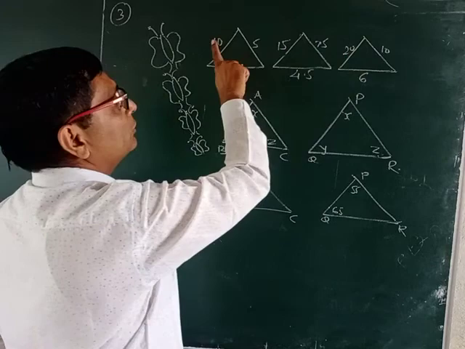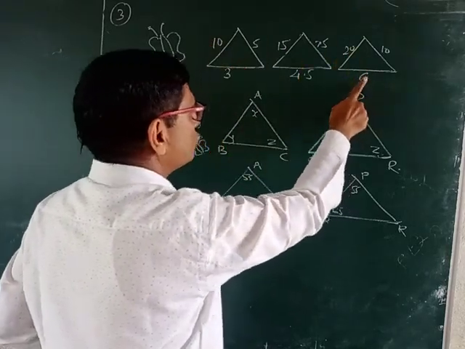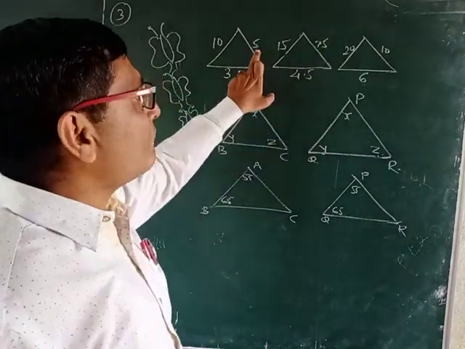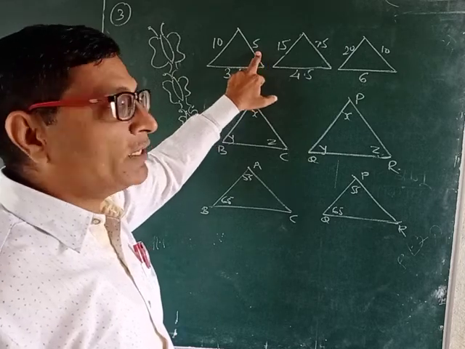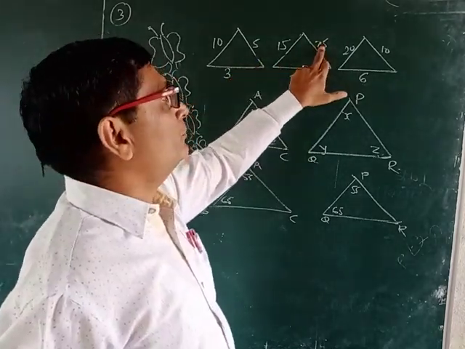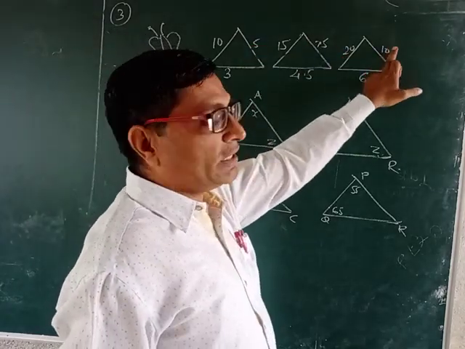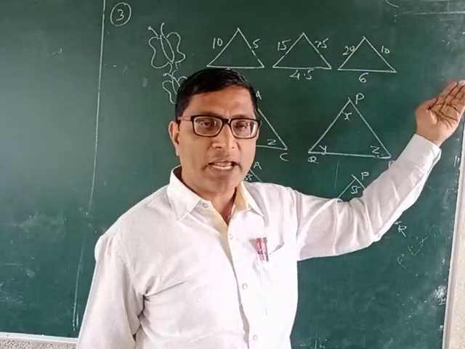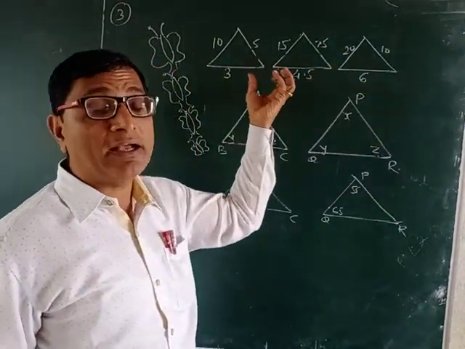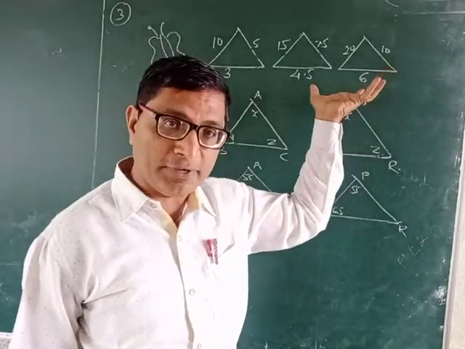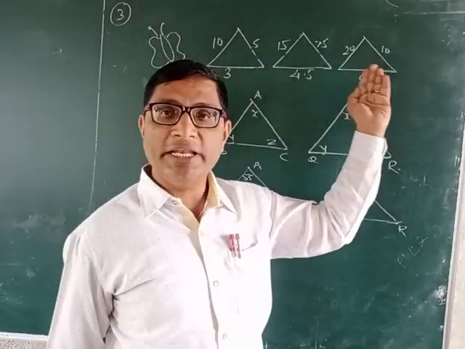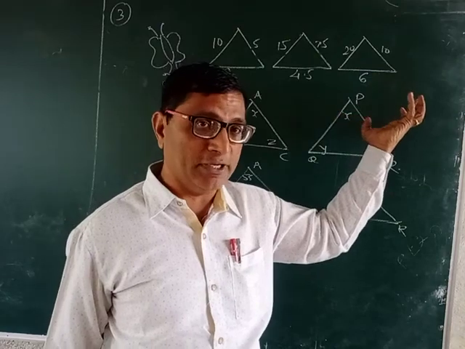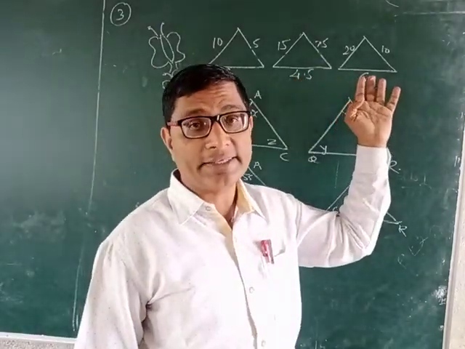This 20 is 2 times of 10. This 6 is also 2 times of 3. Now see, this 7.5 is 1.5 times of 5. That means 5 into 1.5 is equal to 7.5, and 5 into 2 is 10. This is a particular relation between these triangles. Therefore, these triangles are similar triangles. Here, measures of angles are not given, only the measures of sides. Therefore, these triangles are similar by the side test, known as the SSS test.